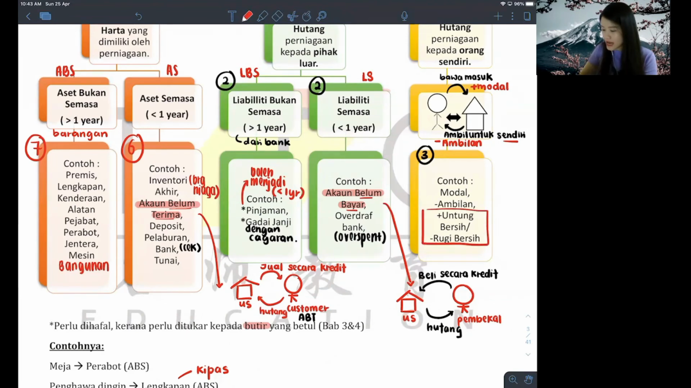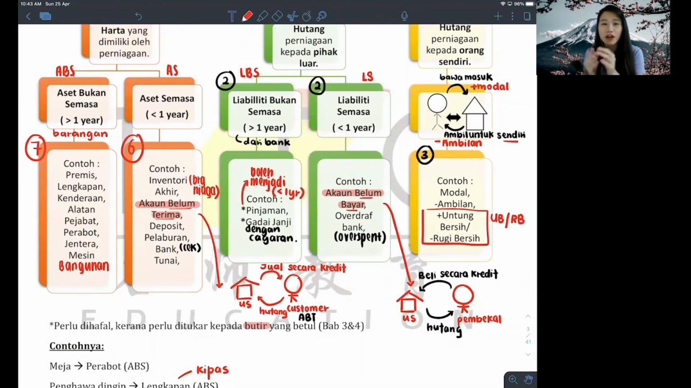So untung bersih I always write as UB, rugi bersih I write as RB. These two, I think obviously you guys know lah, we are having a perniagaan. Obviously we're gonna have untung, we're gonna have rugi, right? So whenever untung is positive, that is the amount we have to give back to our pemilik, but not yet, because I still want to go on with my business.